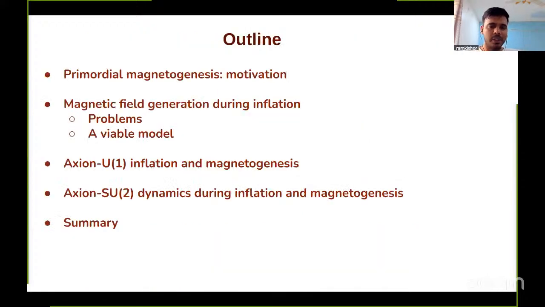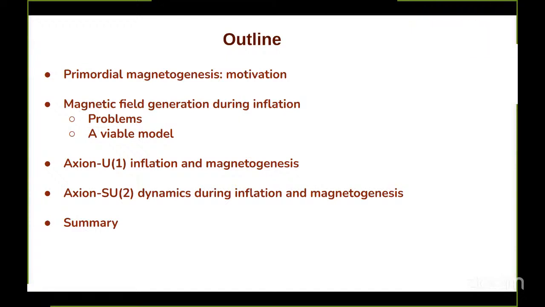So here is the outline of my talk. I will first provide some motivation why one is interested in looking at magnetic field generation early in the universe. And then we'll talk about in general what are the problems with the generation of magnetic field during inflation, and highlight one of the works which gives a possibility of generating magnetic fields. And then if time permits, we'll also talk about some development in the context of axion U(1) inflation, and whether one can realize magnetogenesis in this model of inflation.